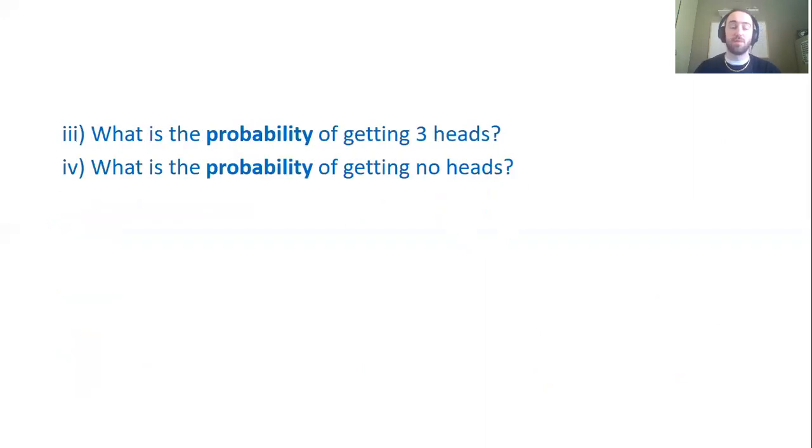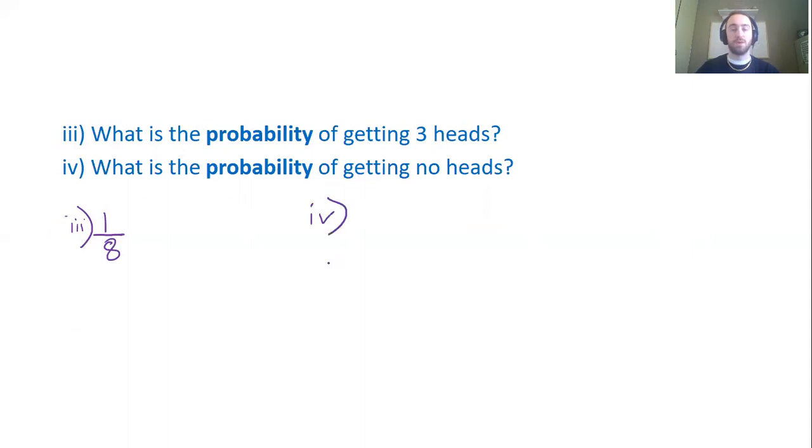Now it's asking for the probability of getting 3 heads. Well, what's our favorable outcome? It's getting 3 heads. How many outcomes are there? Well, there's simply 1. And we're going to divide that by our total possible outcomes, which is 8. Something we calculated before. So that is the probability of getting all 3 heads.